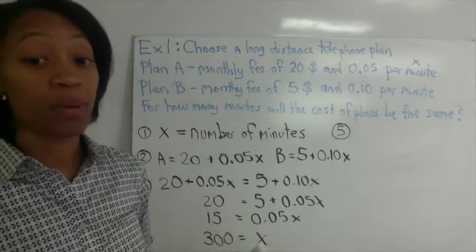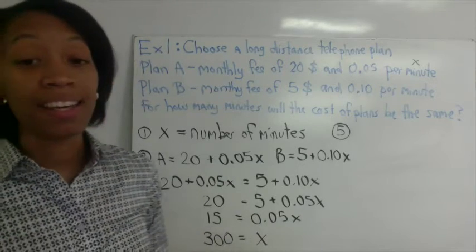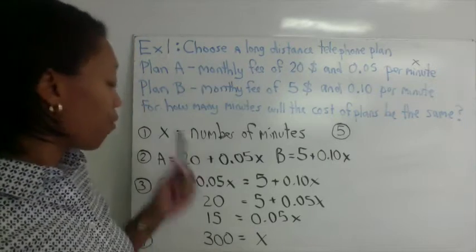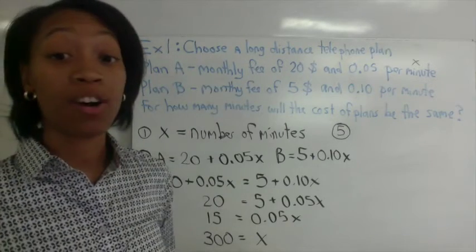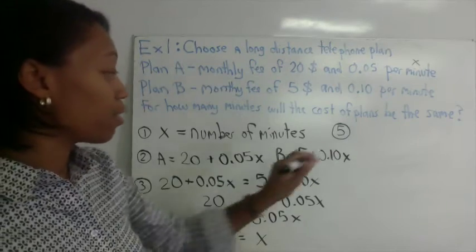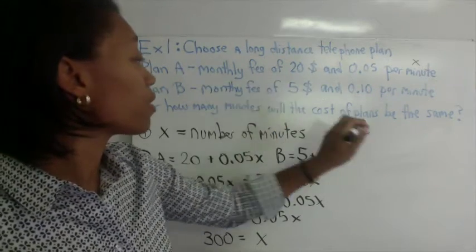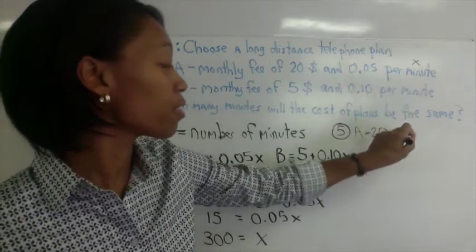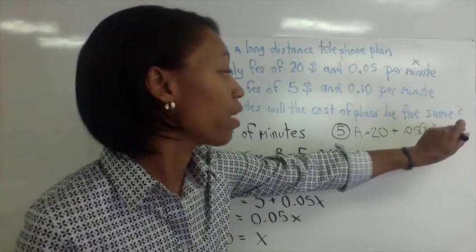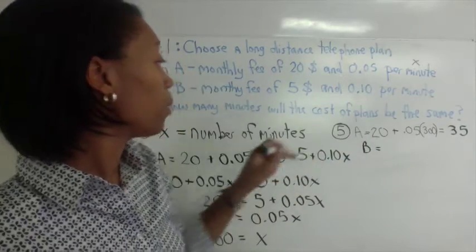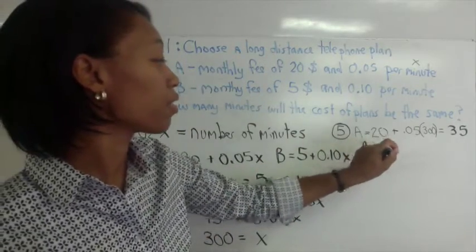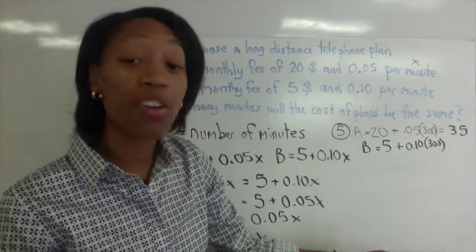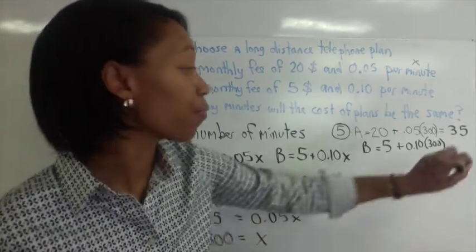The last step is for me to plug that 300 back in to see whether or not it's actually the solution. So if I have 300 minutes, how much will plan A cost me? Well, plan A is going to cost $20 and a fee of 5 cents times 300 minutes. So plan A costs $35. Plan B costs $5 and 10 cents for each of the 300 minutes. Entering that also gives me $35.